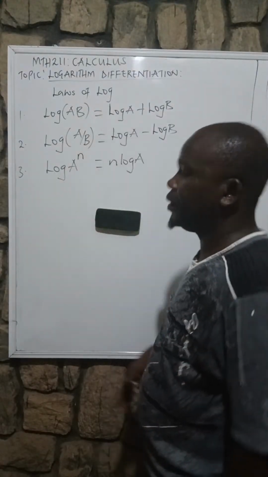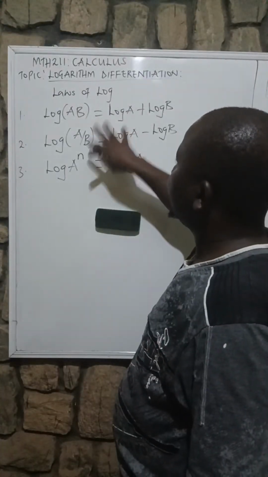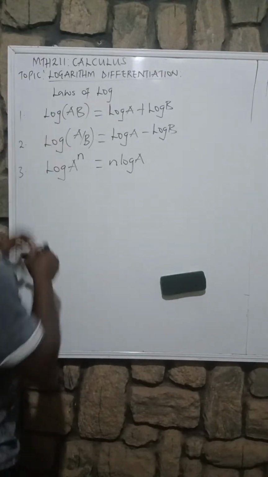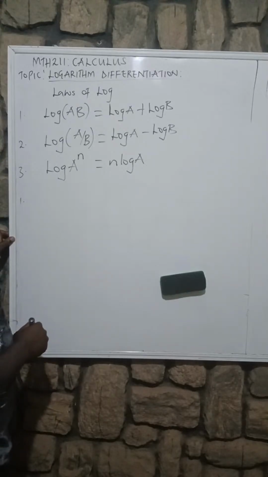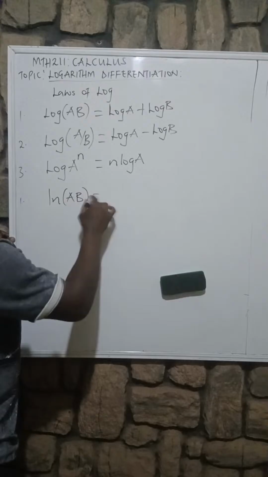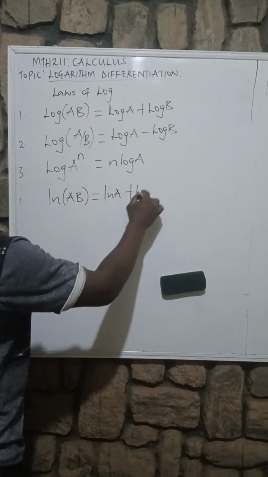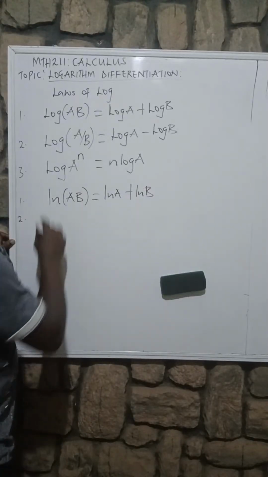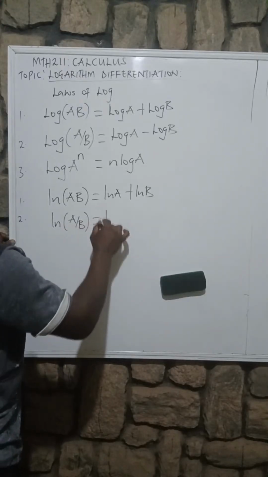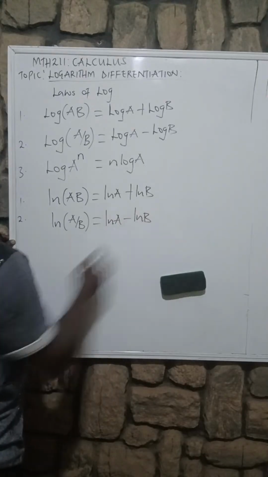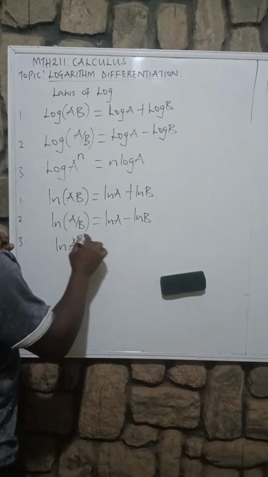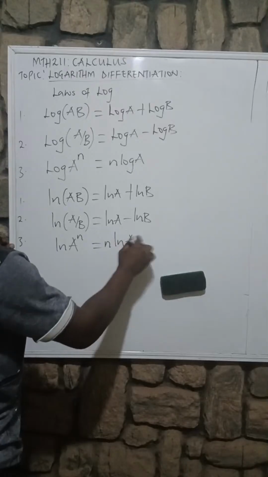Now I want to use this in terms of differentiation. As long as differentiation is concerned, instead of log, we will use ln. The first one will be ln(AB) equals ln A plus ln B. Then 2, instead of log A over B, it is going to be ln(A/B) equals ln A minus ln B, right? And 3, instead of log, it is going to be ln(A^n) equals n ln A. Do you agree with me?